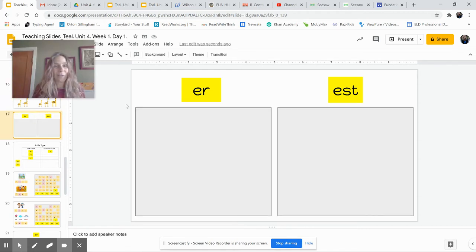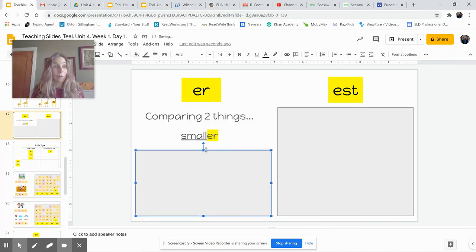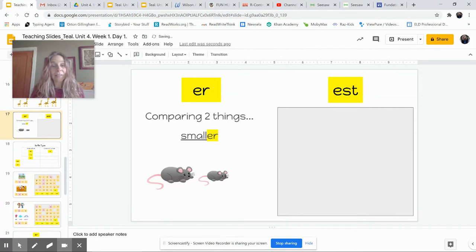Let's take a look at another example. We've got ER. Remember, we're comparing two things when we use the suffix ER. So my base word here is small, my glued sound all, smaller. So I'm going to compare two things where this little mouse is smaller than this mouse.